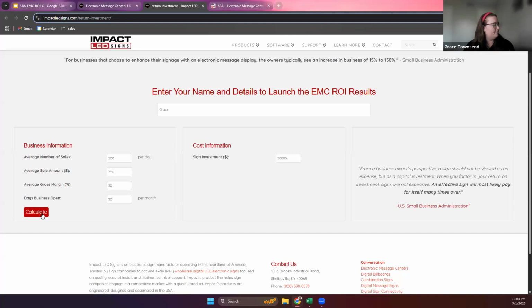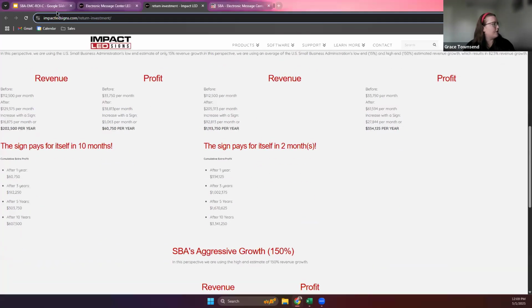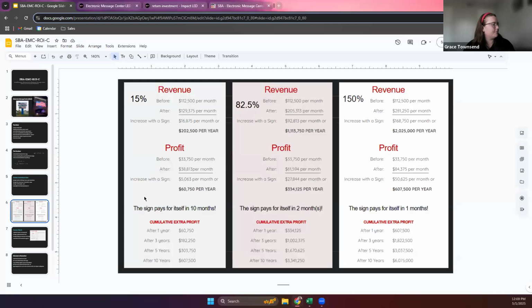If we calculate, this is what it shows up for us, and I've actually compiled it here to make it easier to see. It returns you 3 different results. The 15% result, the 150% result, and then the middle of the road, 82.5%. The percentage that they see returned back to them is a function of a couple different factors. It's a function of the market that they're in and how they use their sign.